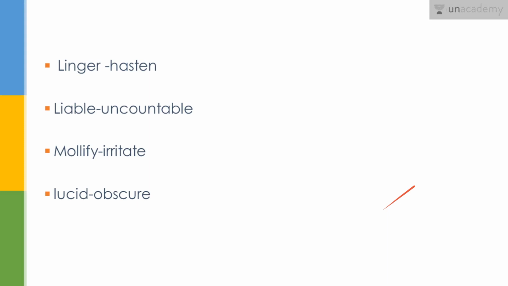These are the pairs of words that we are going to discuss today. The first one is linger-hasten, liable, uncountable. Then mollify-irritate, lucid, obscure. So this time we have taken a bit more difficult level of words, because we've been discussing simple words. The agenda of this exercise is to make you develop an understanding of synonyms and antonyms, and not exactly to make you aware of difficult words, because it's hard to understand high level complex words and at the same time get a grip on synonyms and antonyms.